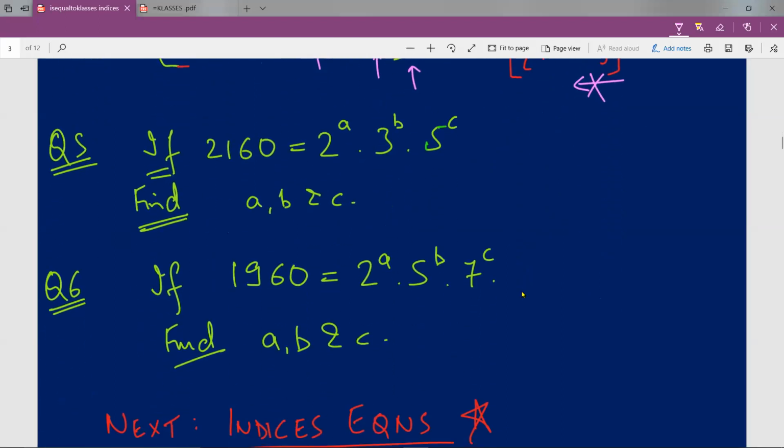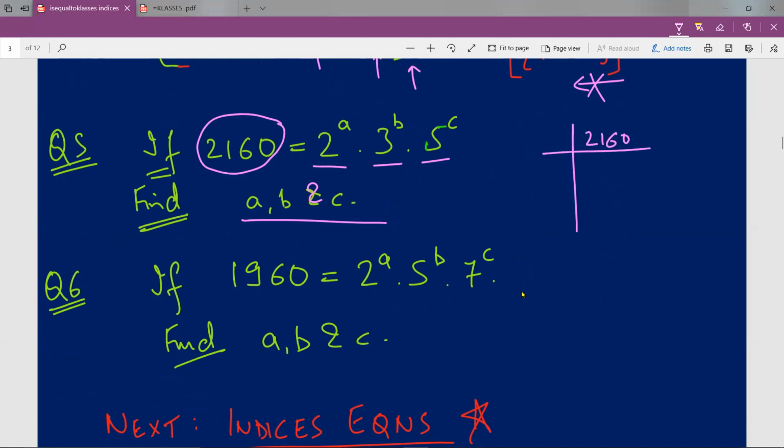Okay, next question. If 2160 is equal to 2 raised to a, 3 raised to b, 5 raised to c, find a, b and c. See, these questions are simple. All you need to do is a prime factorization of 2160. I hope you know how to do prime factorization of 2160. When you do the prime factorization, the answer would look something like 2 raised to power something, 3 raised to power something, 5 raised to power something, and you need to match this with a, b, c, and that will be the final answer.